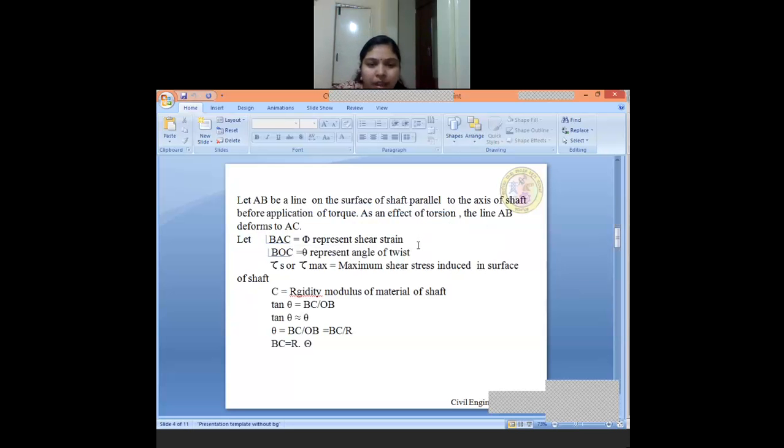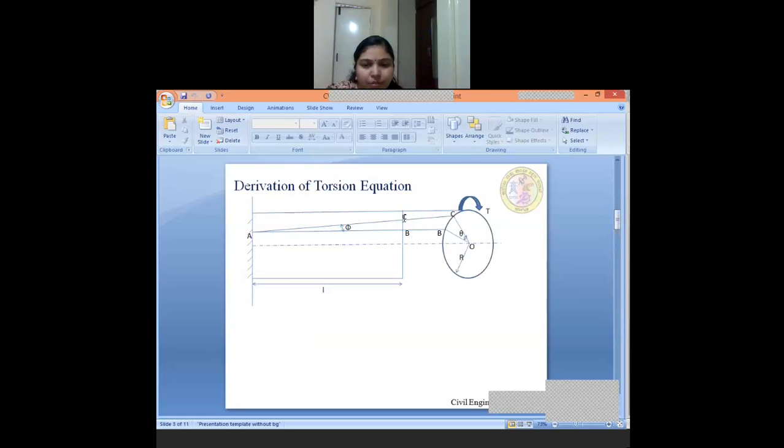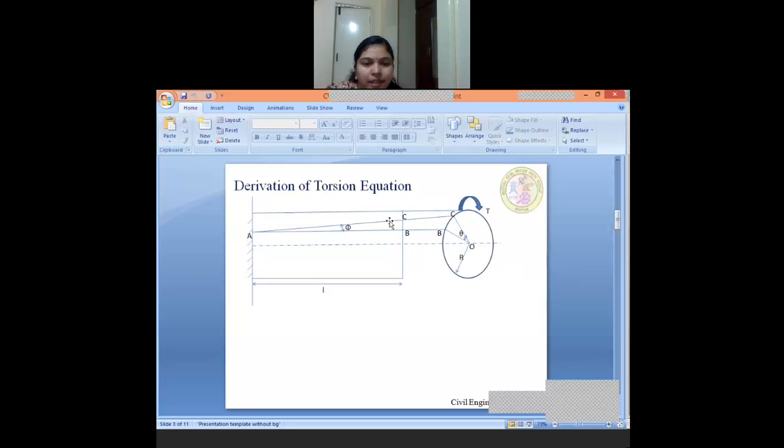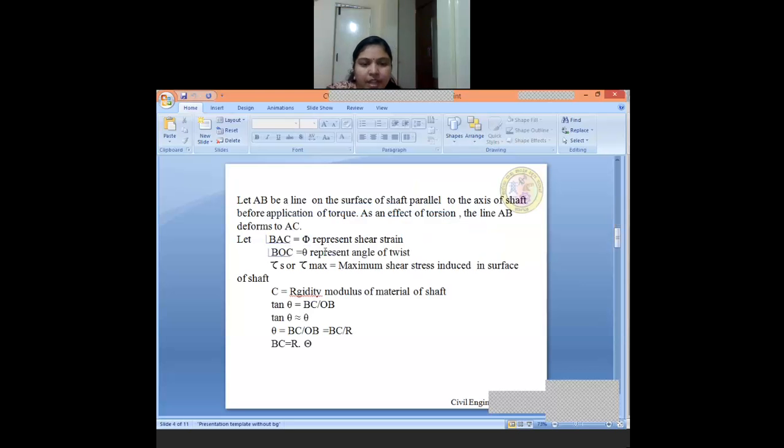Next, line AB is a line on the surface of the shaft, parallel to the axis of the shaft before application of torque. After application, what happens? It moves to a new position. Line AB moves to AC. That angle BAC is what we call the shear strain phi, and angle BOC is what we call the angle of twist theta. Tau S or tau max is the maximum shear stress induced on the surface of the shaft. C is the rigidity modulus of the material.